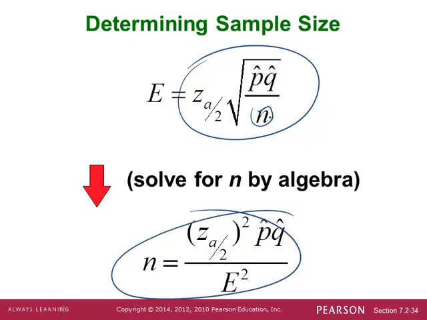Okay? So, you just need to plug in the critical value for z sub alpha over 2 and square it, multiply it by p hat times q hat, divided by the margin of error squared. E needs to be a decimal, not a percent.